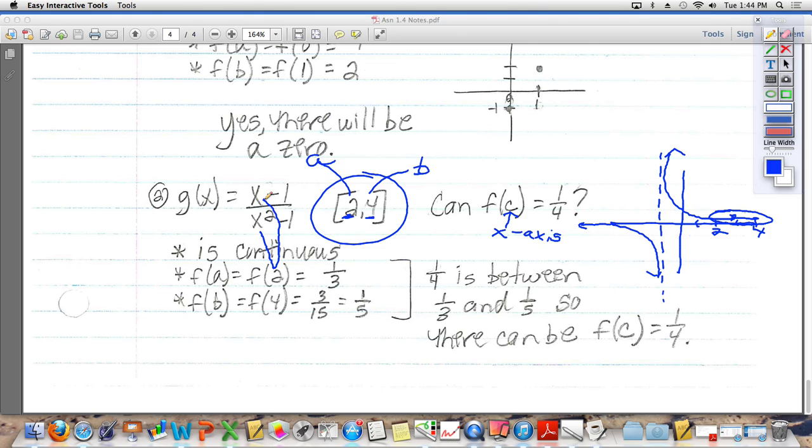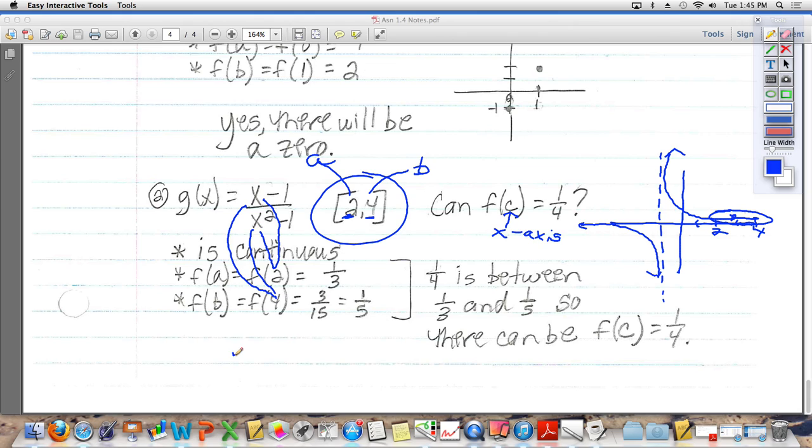Now you check the other end of your closed interval, which is a 4. So you take that 4, you plug it in for your 2 x's, you're going to end up with 3/15. That reduces to 1/5. So if we were to graph this, one end would have a y value of 1/3, the other end would have a y value of 1/5. The question is, is there an x value that would get us 1/4? Well, I hope you would know that 1/4 shows up in between 1/3 and 1/5. Are you okay with that?